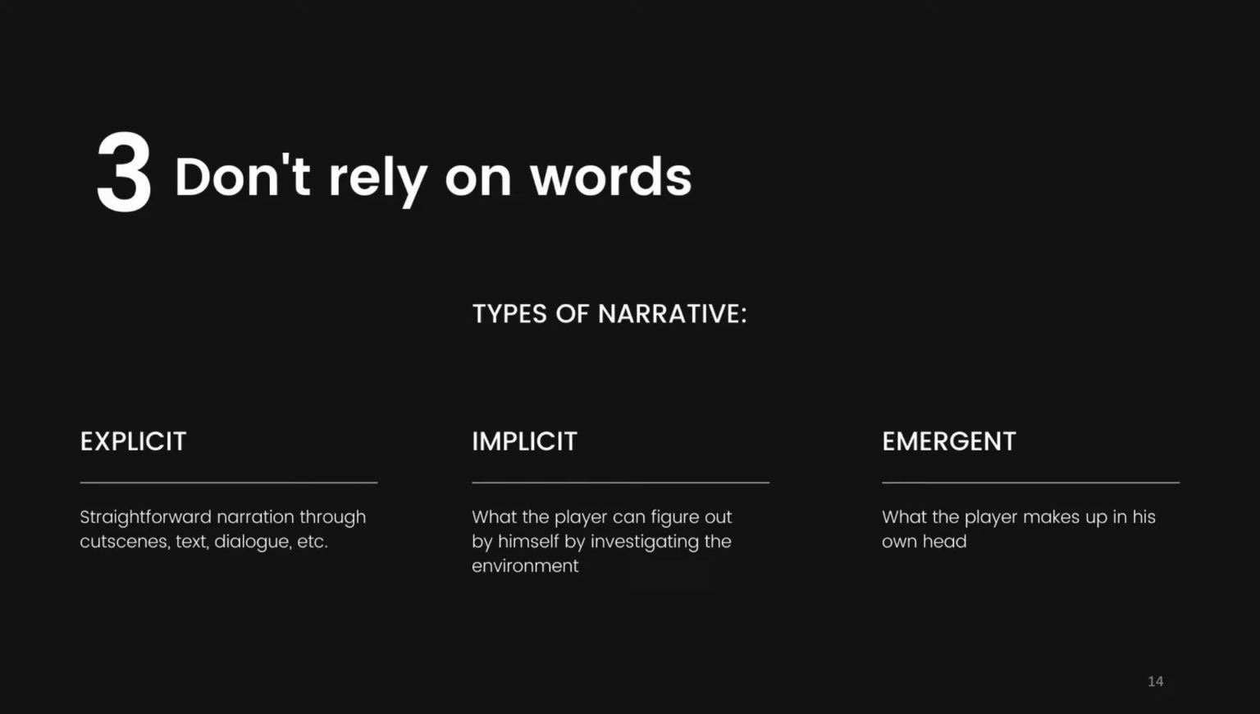It just shows us what to think, what to learn from the text, from dialogues, from cutscenes, etc. The implicit is what we can figure out from what we see, and the emergent is what we can actually tell to ourselves, what we can make up with the information we have learned from the implicit narrative.